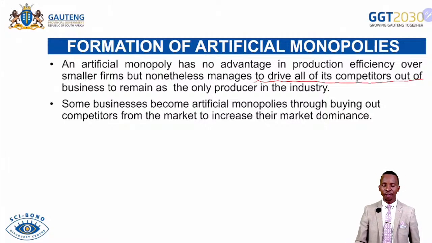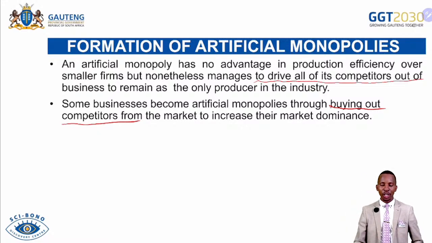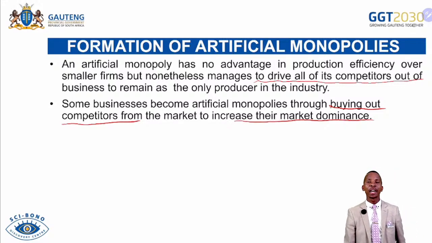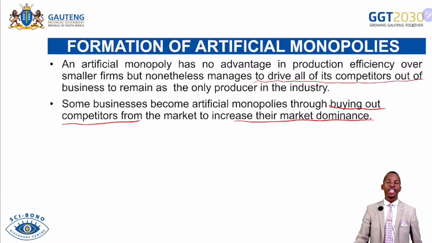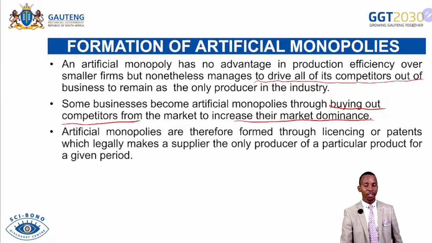Some businesses become artificial monopolies through buying out competitors. Firms simply buy out other firms or competitors that are trying to enter and compete. They buy them out, then these firms are out of the market, and the firm remains as a dominant firm. It will dominate the market alone without any competitor because it is using these artificial restrictions to prevent the entry of new businesses.